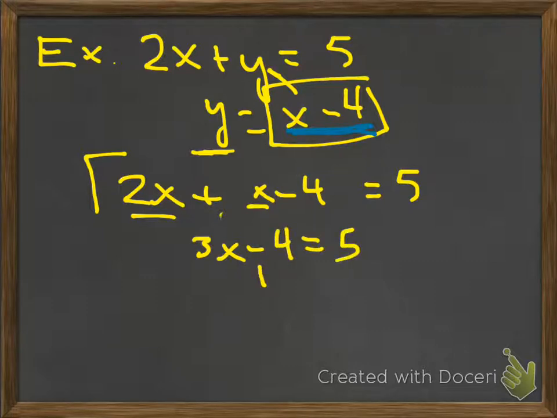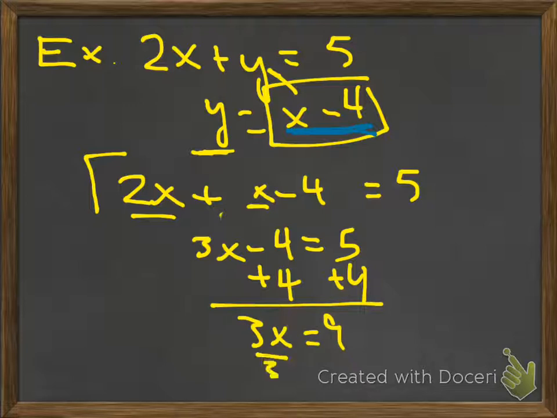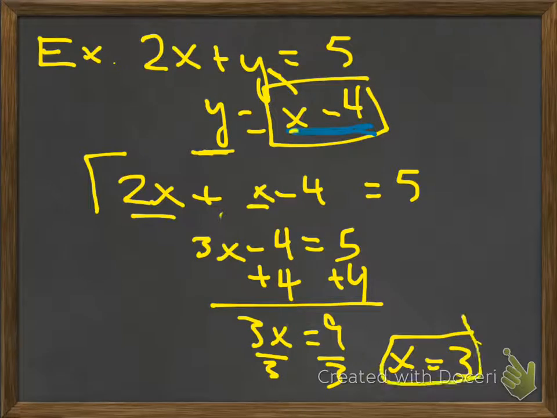Okay, what's the next step? What's the opposite of a minus 4? Plus 4. 5 plus 4 is 9, so we have 3x equals 9. Then you can divide by 3, and x is equal to 3.